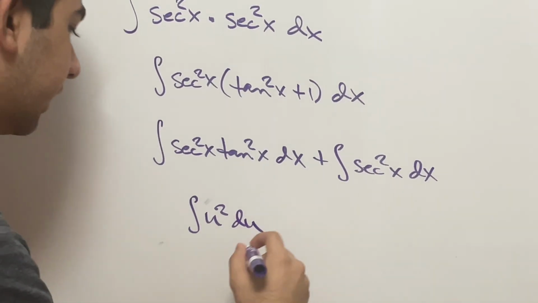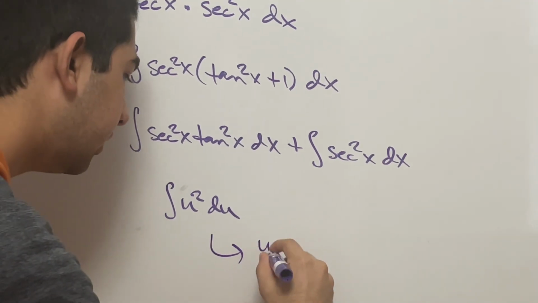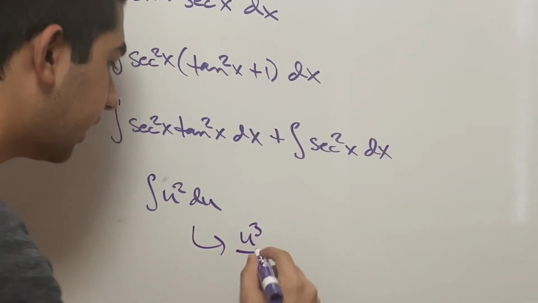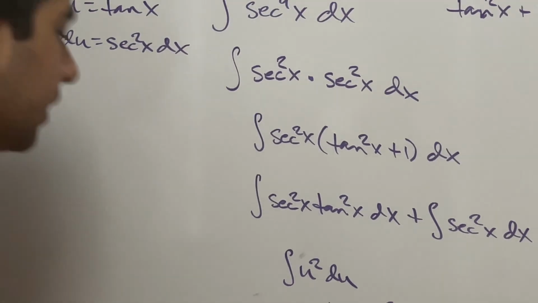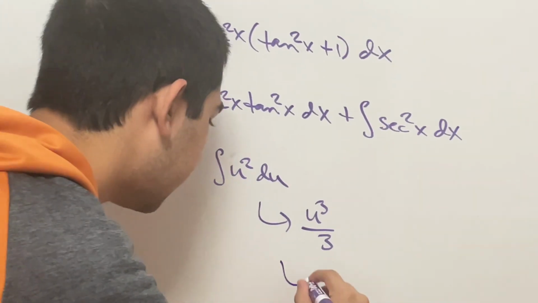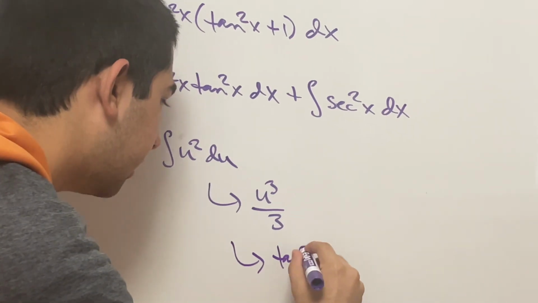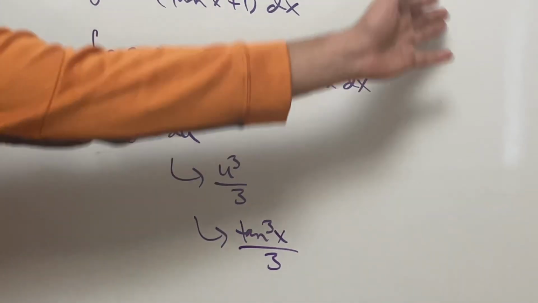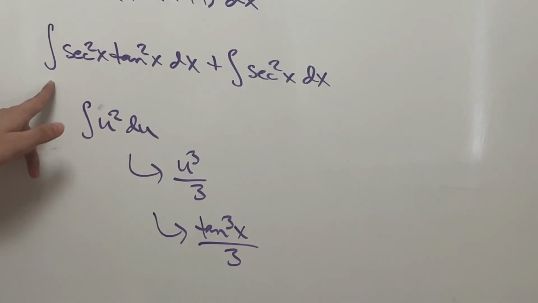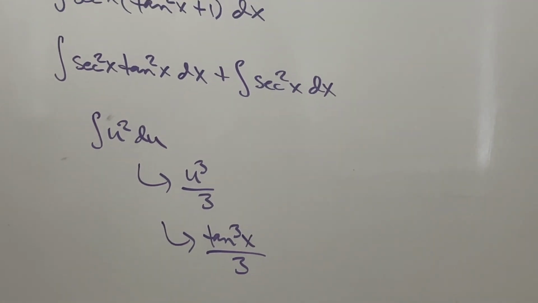So we end up with u cubed over 3. Now unsubstitute, if that's a word, doesn't matter, and we'll end up with tan cubed x over 3. I'll bring my work over here now. So we know the value of this integral, this is tan cubed x over 3.